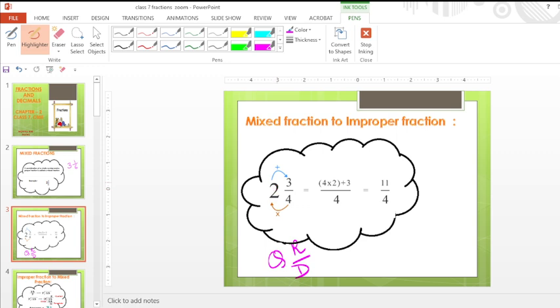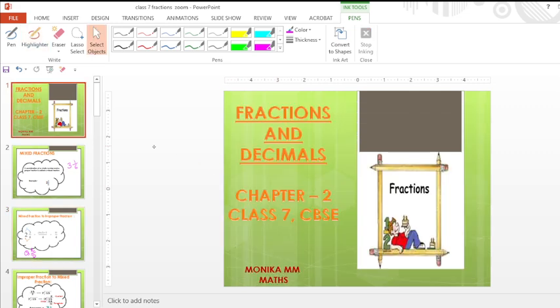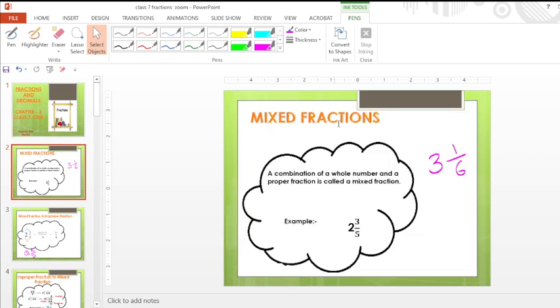And today's topic which I've selected is fractions and decimals for class 7th. Okay, so already you have learned about different types of fractions in your previous class. So let's start with a mixed fraction.